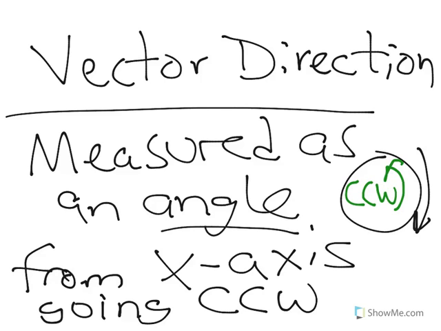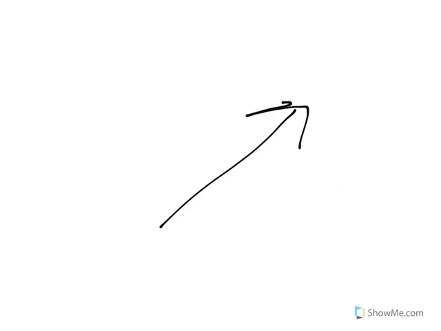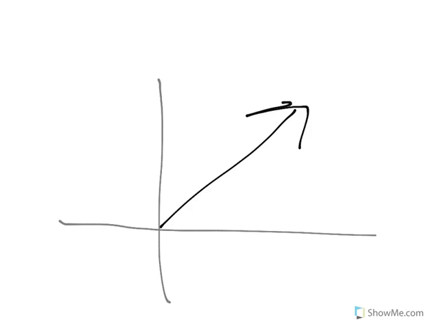Counterclockwise. Let me show you what this means. So right here I have a vector. Now, I want to figure out what direction that arrow is pointing. And currently, I don't see an x or y axis. So what I do is I draw an x and y axis right at the base of that vector. Now, the angle that vector makes with the x-axis going counterclockwise is that angle right there. That green arrow is the angle that vector makes.